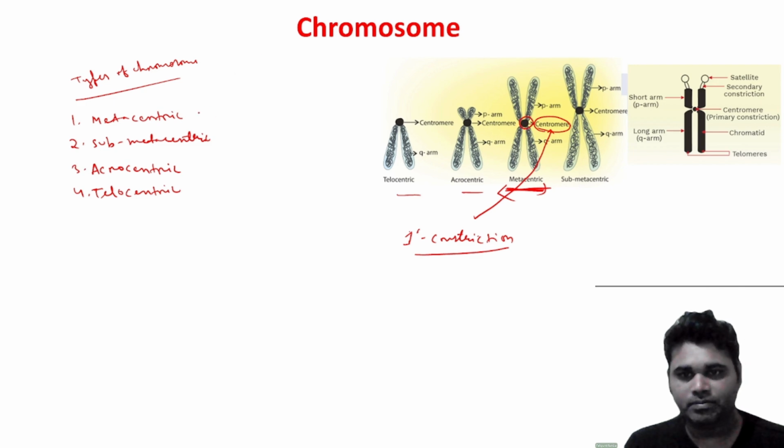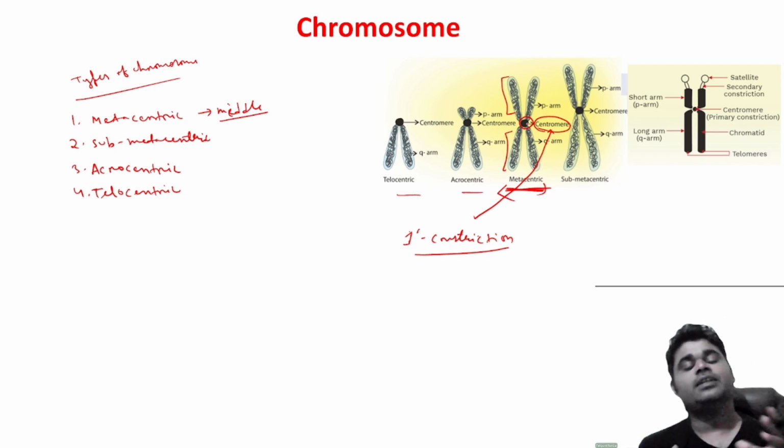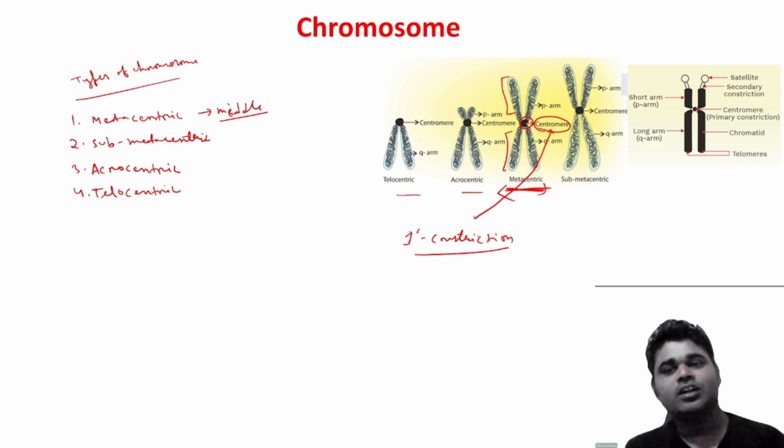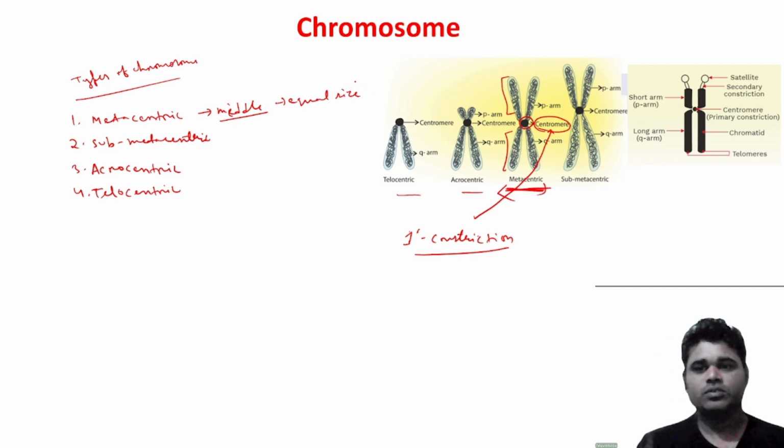So that means in the metacentric, the centromere is present at the middle of the chromosome. So this is the one arm, this is the other arm of the chromosome. Because the centromere is present at the middle of the chromosome, these two arms are of equal size. Okay, so this is the metacentric chromosome.